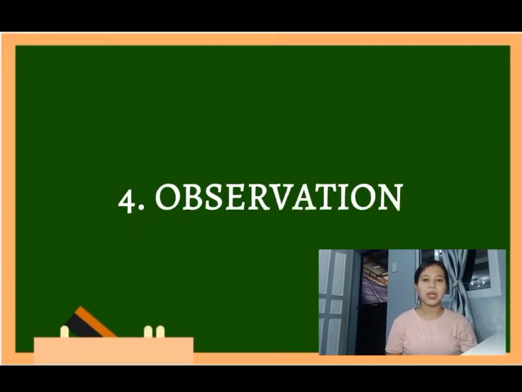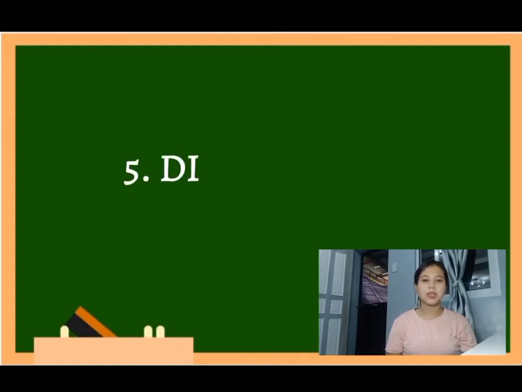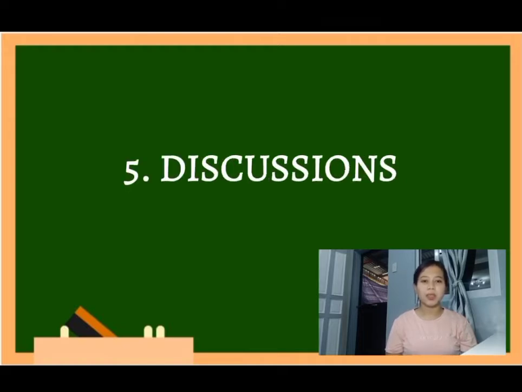Observation is done during the classroom process. Before doing observation, we must prepare appropriate observation sheets. Besides observing the present students, it is also possible to observe the past students to see the effectiveness of the course. Fifth is discussions. Class discussion can form a regular part of the program.